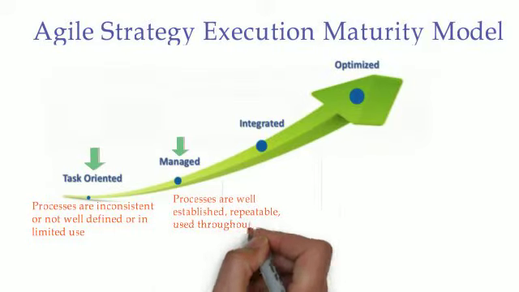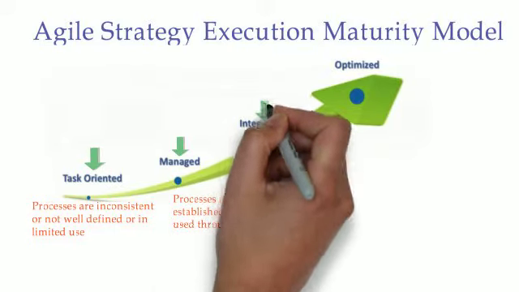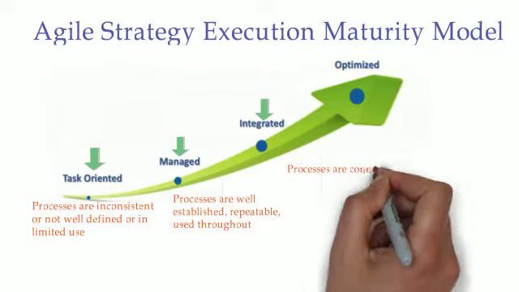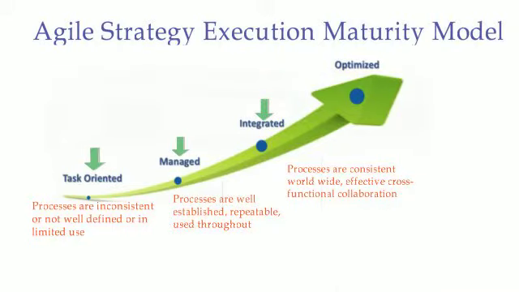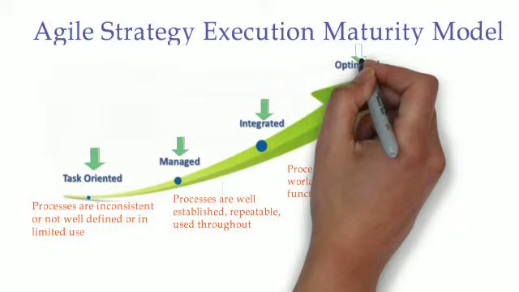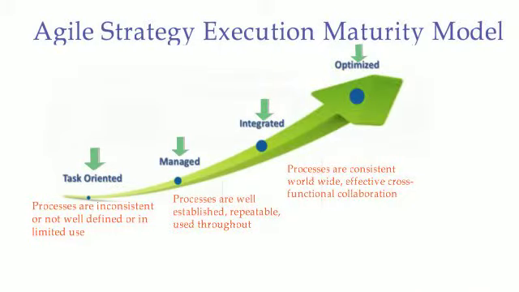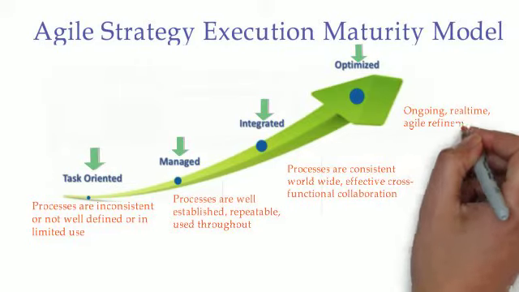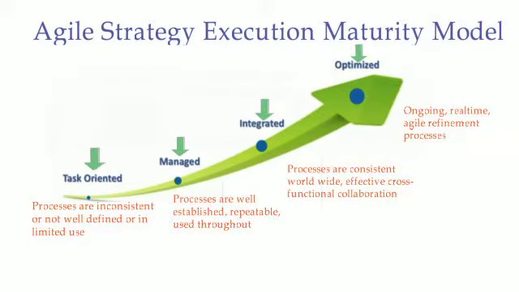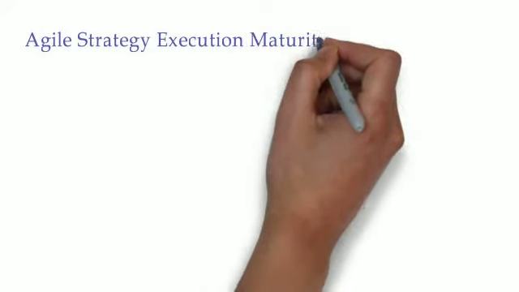The third level, what we call integrated, means that not only are processes consistent firm-wide, but there is effective cross-functional collaboration, with areas working together effectively to identify and manage dependencies and resource constraints. The top level, what we call optimized, means that there is an ongoing, real-time, agile refinement process that's used throughout the strategy execution cycle.